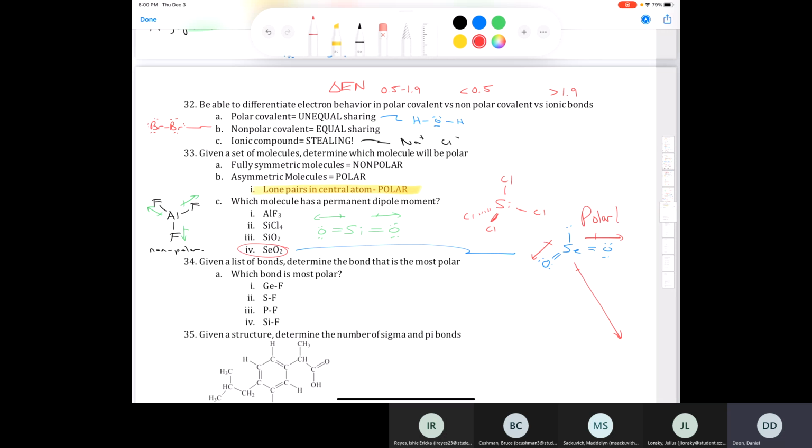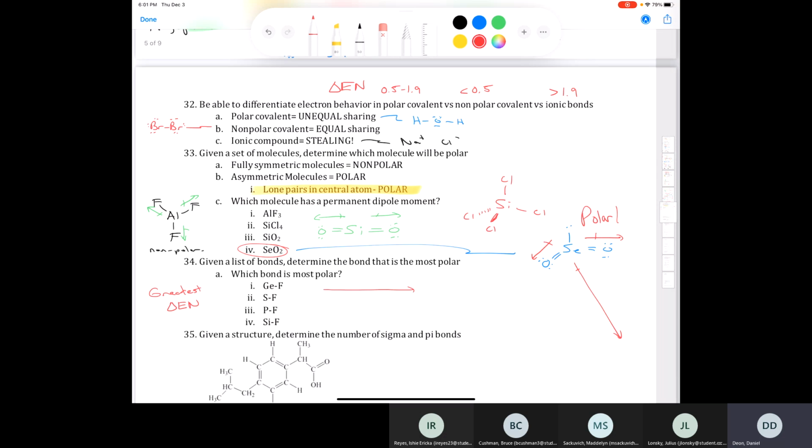Number 34, given a list of bonds, determine the bond that is the most polar. Well, luckily, all of these are bonded to fluorine, right? And fluorine is the most electronegative element in the periodic table, right? We're looking for the greatest difference in electronegativity. Now, fluorine has a value of 4.0. Even if we don't know the values of all these other elements, the good news is that we know the trend, right?